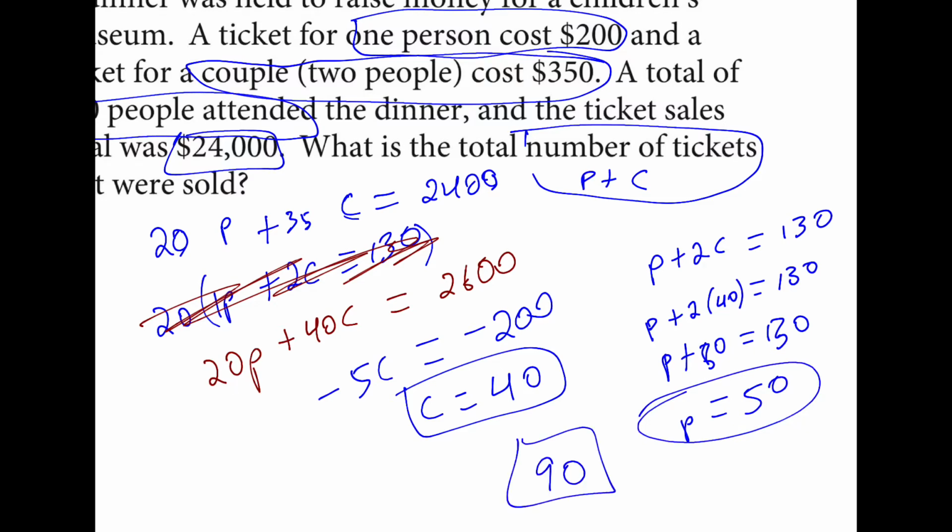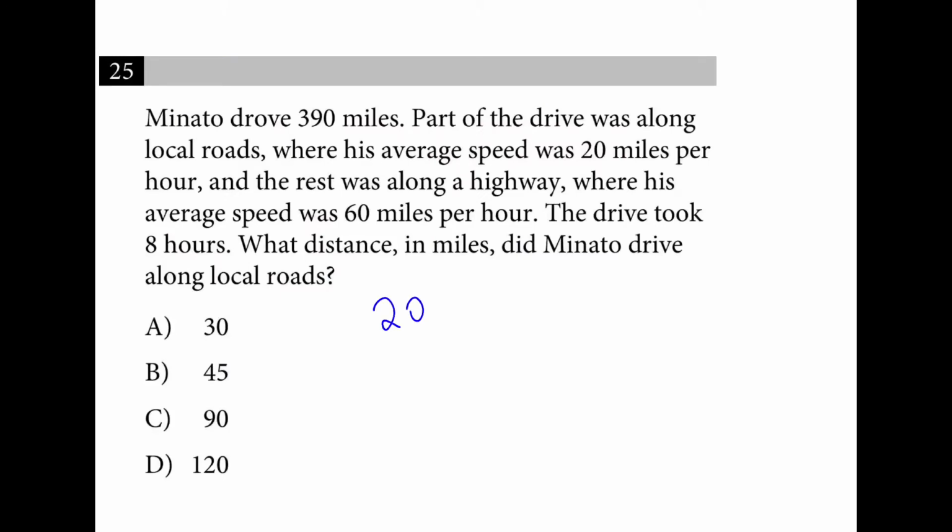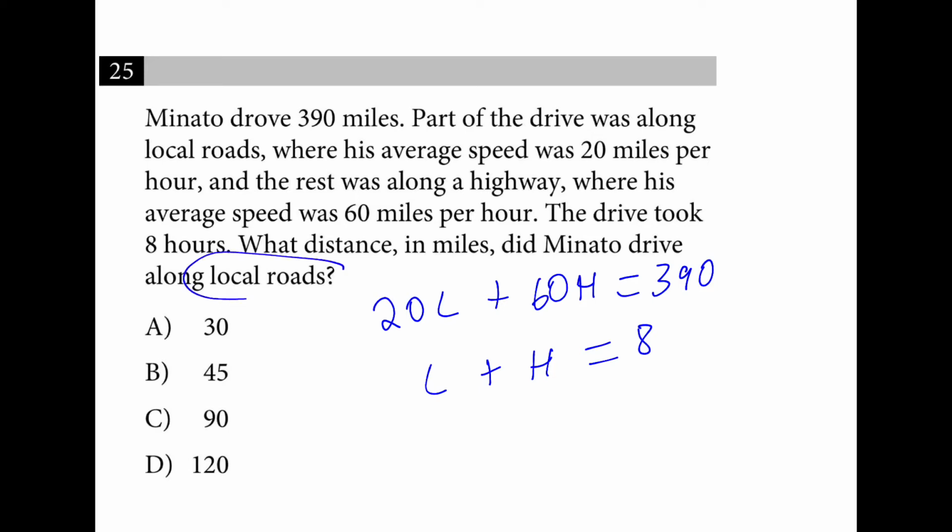So we have 20 miles per hour on the local roads plus 60 miles an hour on the highway, and the total miles is 390. And we also know that adding these together should give us a total of 8 hours. They want to know what distance did you travel along local roads. So in other words, if we can figure out what L is, we multiply it by 20 and we get our answer. So they're asking for 20L.